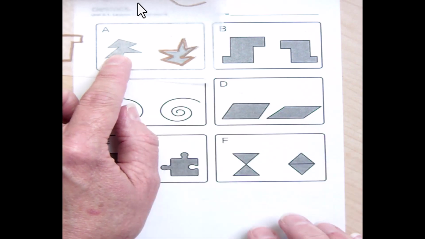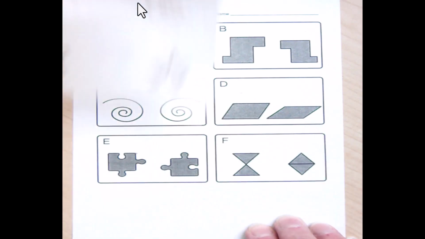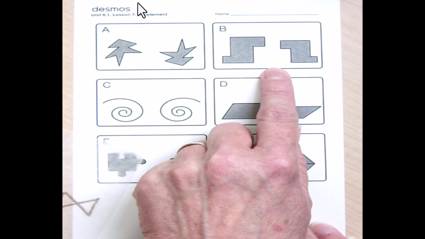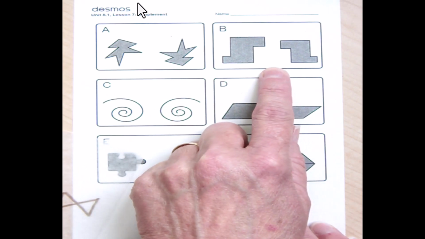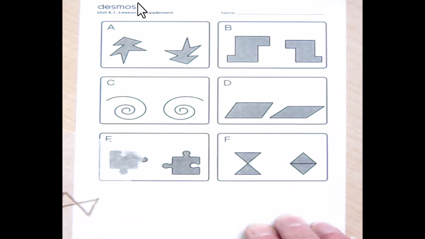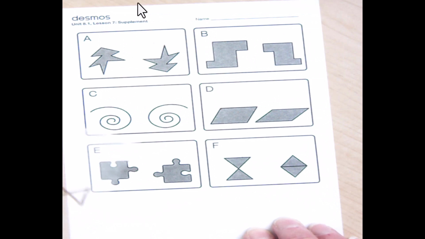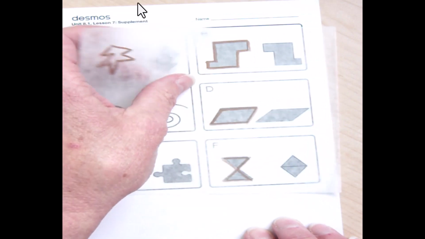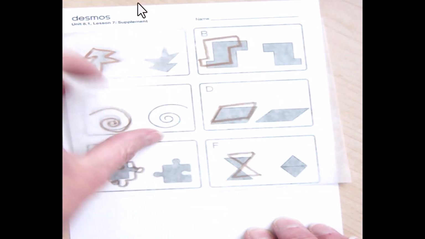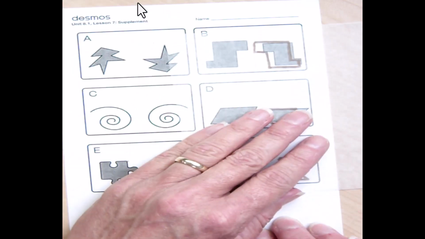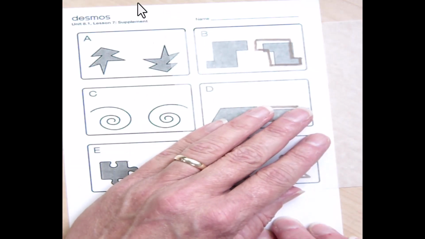One's just rotated around. If I look at figure B, though, I can tell without the transparent paper that one of these figures is bigger than the other. So we can use the transparent paper if we want to, but just flip this over. Yeah, it's real clear that one figure is bigger than the other, so I'm not going to say those are the same.